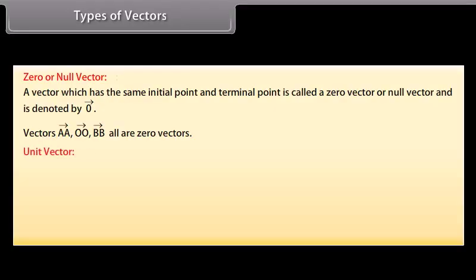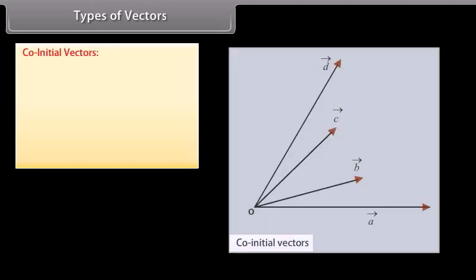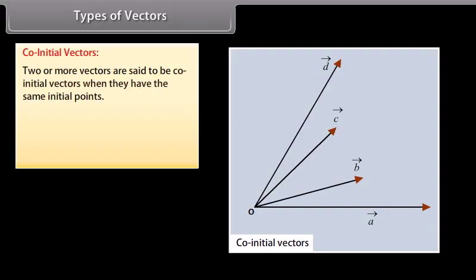Unit vector. A vector whose magnitude is unity is called a unit vector. For a given vector A, the unit vector in the direction of A is denoted by cap A and is given by cap A equals vector A by mod of vector A. Co-initial vectors. Two or more vectors are said to be co-initial vectors when they have the same initial points. For example, vectors AB, AC, AE, and so on are co-initial vectors.